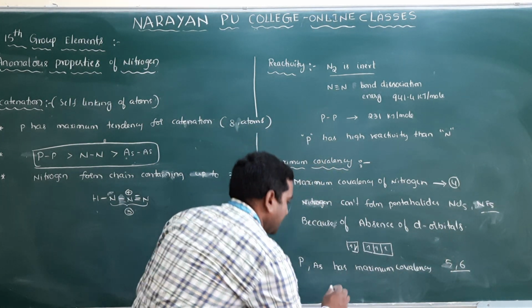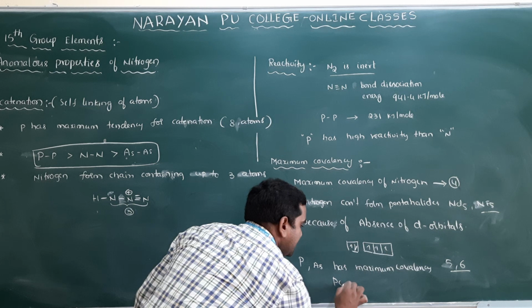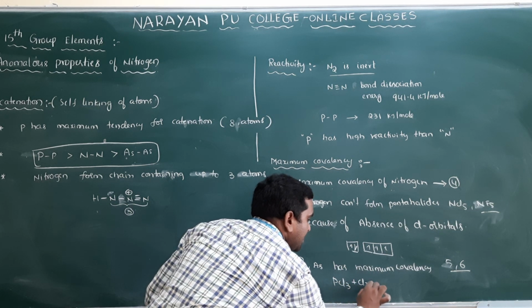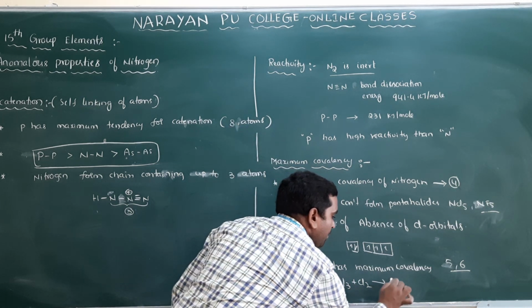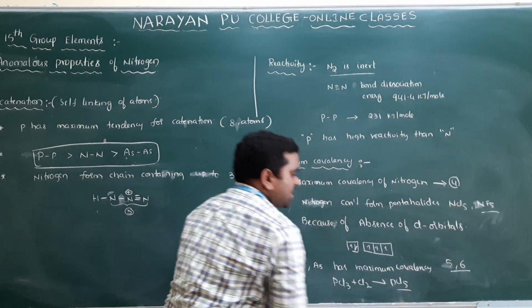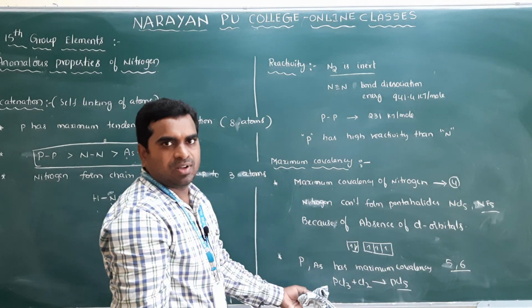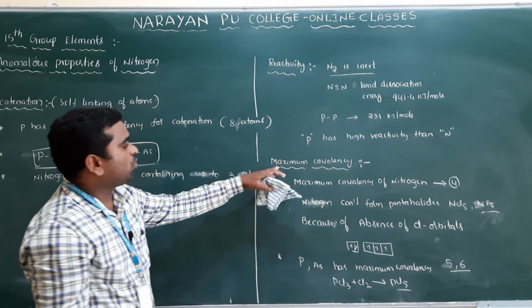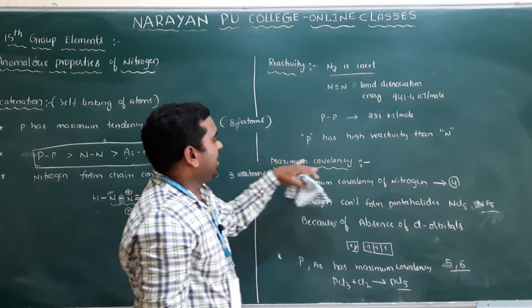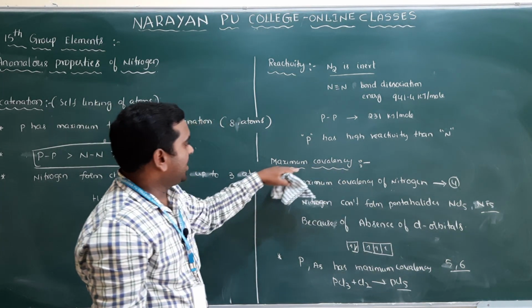As a simple example, if I take PCl3 and treat it with chlorine, what compound will you get? PCl5, because phosphorus can form 5 bonds. Clear? So this is another property in which nitrogen differs from the other elements: covalency.